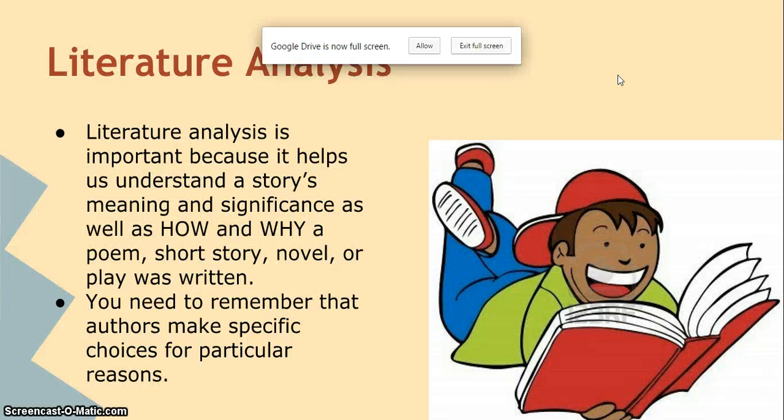Literature analysis is really important because it helps us understand a story's meaning and significance, as well as how and why a poem, short story, novel, or play was written. You need to remember that authors make specific choices for very particular reasons.